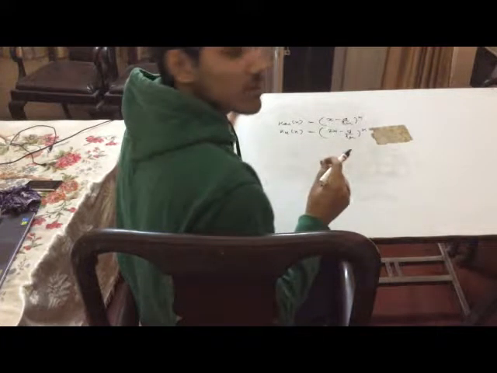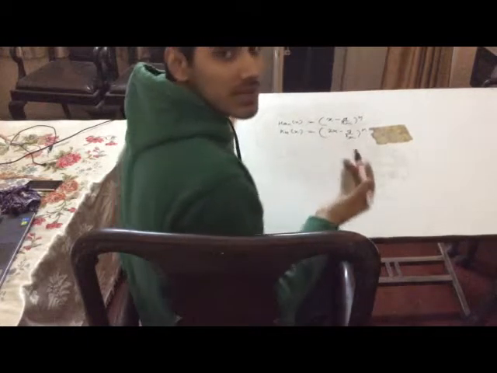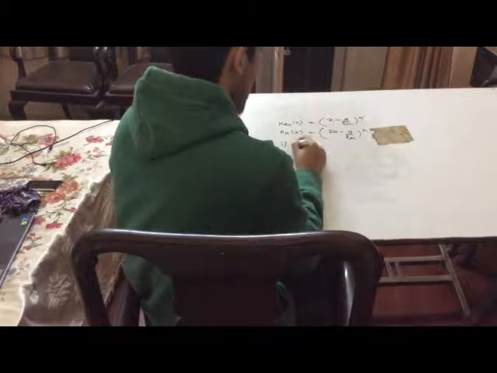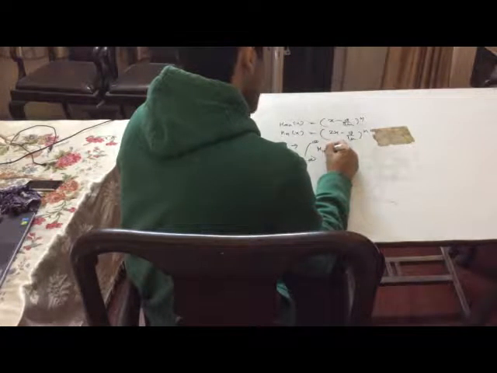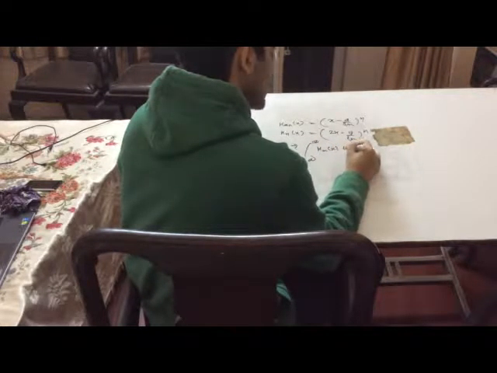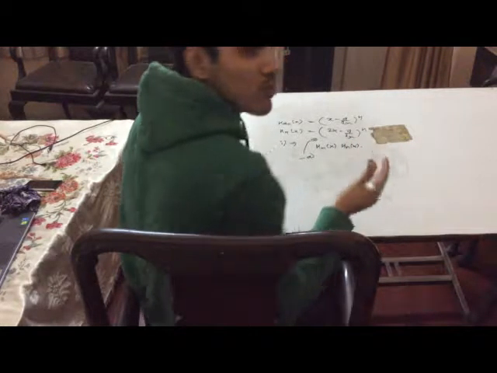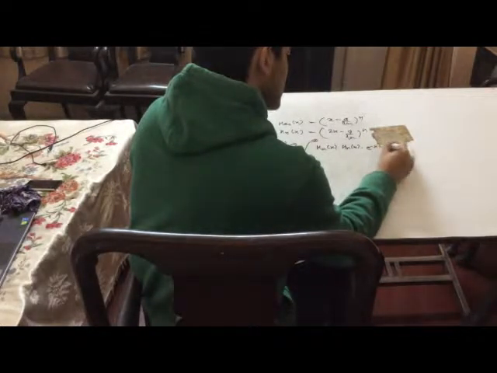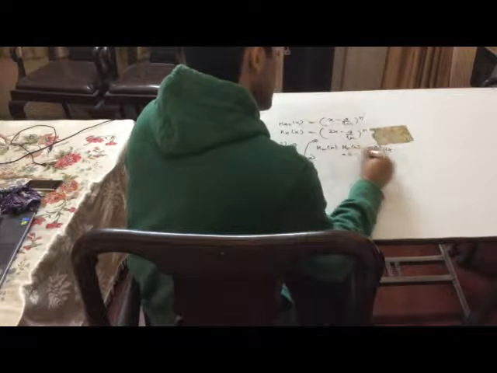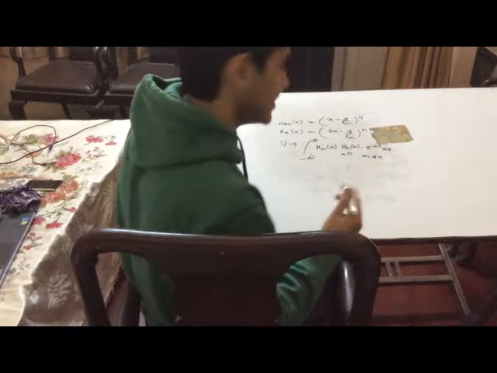Now there are various properties of Hermite polynomials, of which I am going to explain three. The first is orthogonality. Orthogonality states that the integral from minus infinity to plus infinity of H_m of x into H_n of x into w of x, where w of x equals e to the power minus x square, dx equals 0 if m is not equal to n. So it satisfies the orthogonality property.